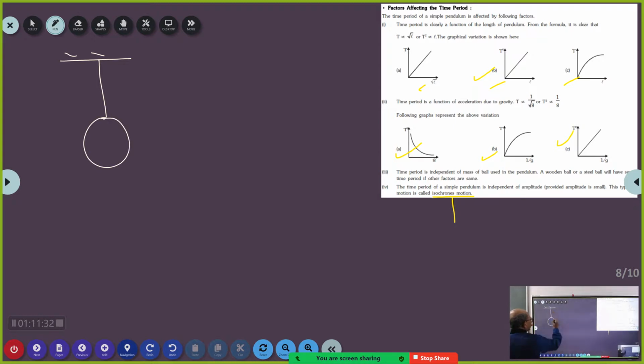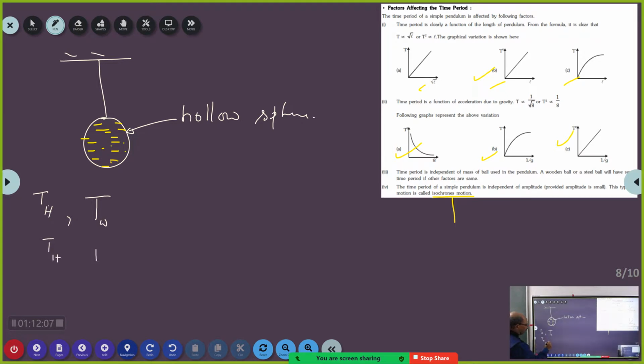Now this is a hollow sphere. Here the time period of oscillation is T1. Assume the time period of the hollow sphere is Th. Now, supposing I fill it with water, I will get the time period Tw. So what is the relation between Th and Tw? Which is big? Both are equal. Correct, because it is independent of the mass.